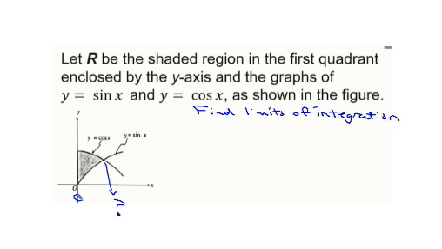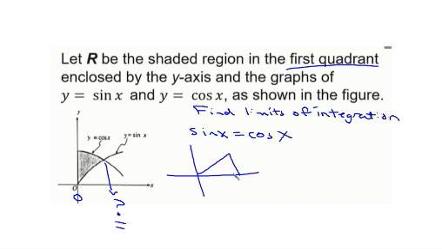We do know that we're starting at 0, so the bottom limit of integration is 0. But we don't know this one. So what we have to answer is, when is sine of x equal to cosine of x? And you'll notice it does say in the first quadrant. So there's only one place, when we did all of our work with the bow tie and all that stuff, where sine and cosine have the same value, and that's when we have a 45, 45, 90 triangle in the first quadrant.